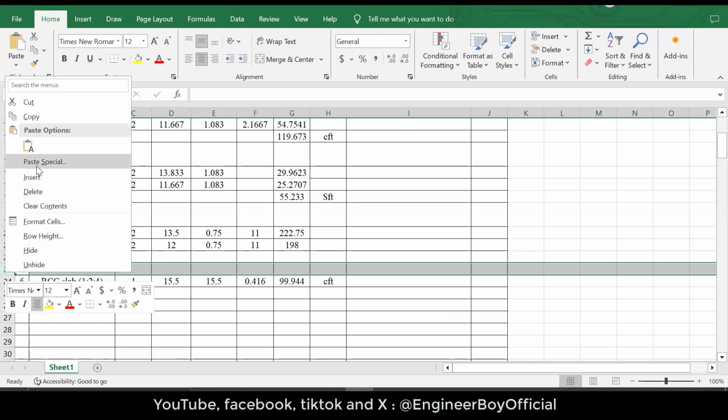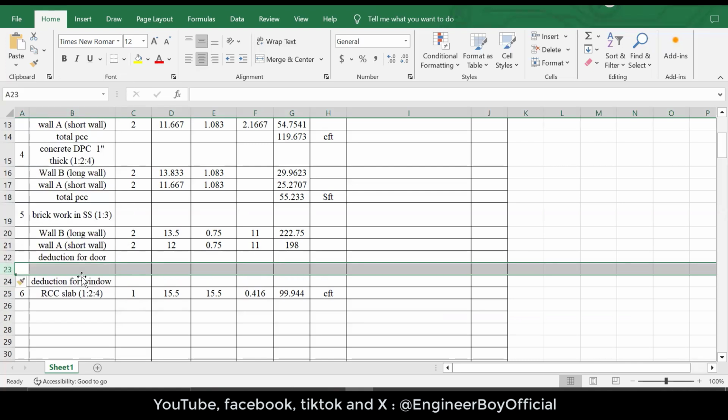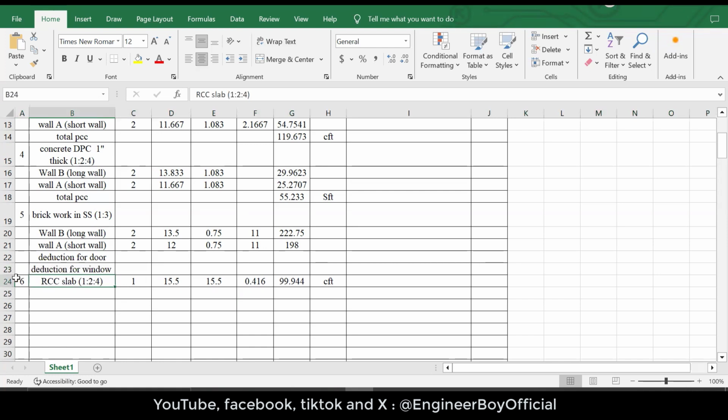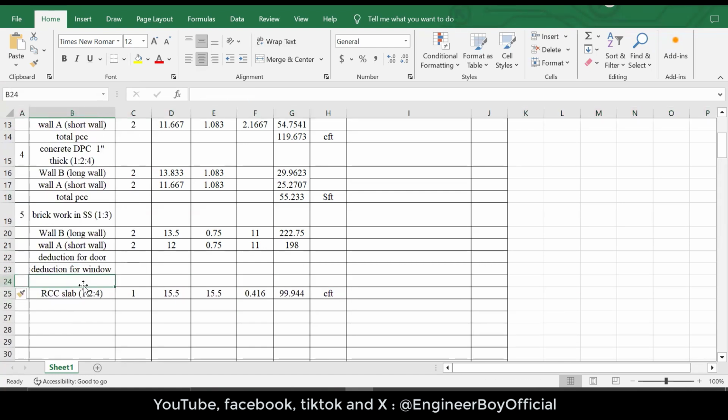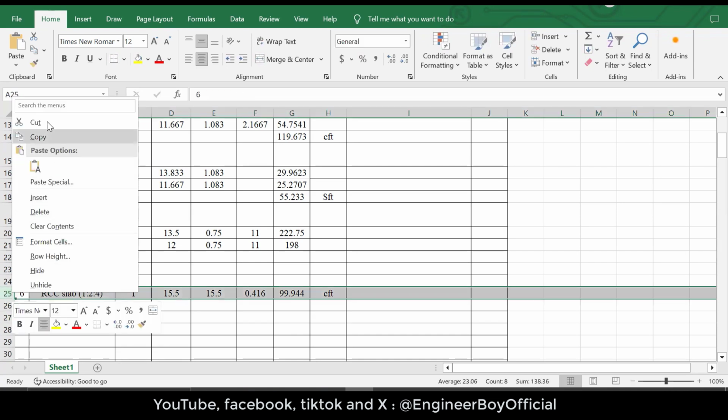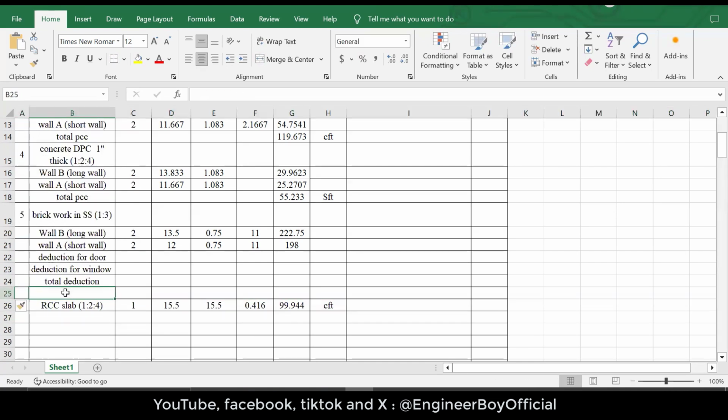And here I'm going to insert another tab. Oops, sorry, just here maybe another tab. And I'll say total deduction. And then after total deduction, we will have to determine the net quantity of the brickwork. You can say net brickwork. So it's going to be very simple.